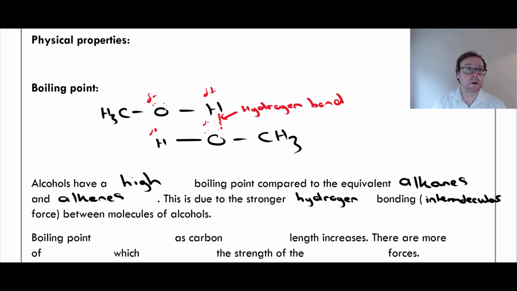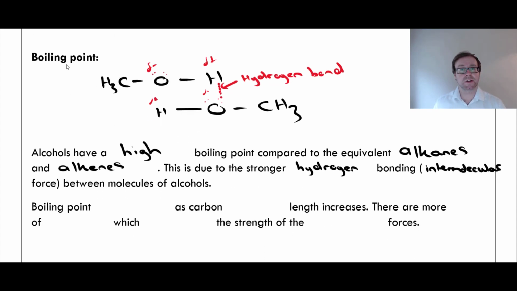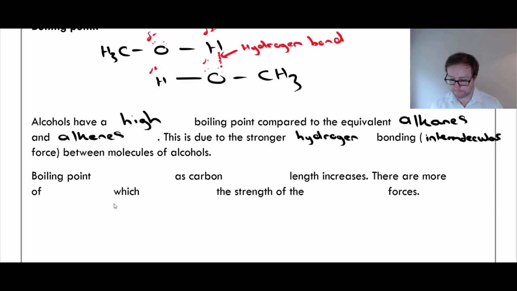And this hydrogen bond is the strongest intermolecular force, which requires the most amount of energy to break out of our intermolecular forces, and that's why alcohols have a high boiling point compared to alkanes and alkenes, because alkanes and alkenes do not have hydrogen bonding.